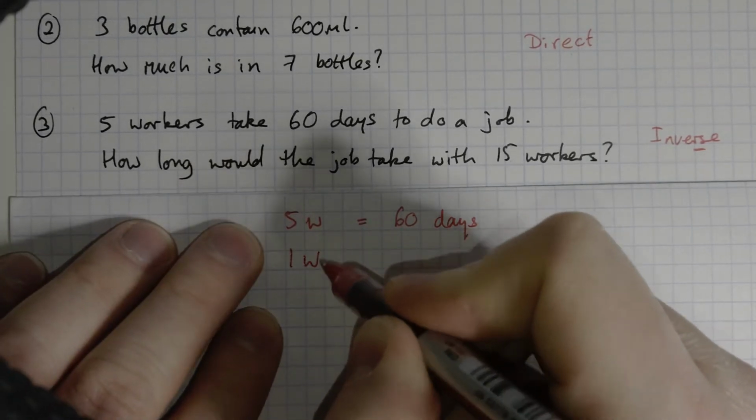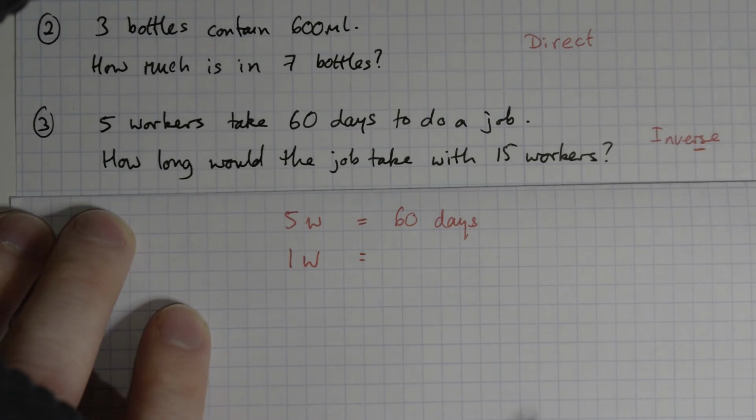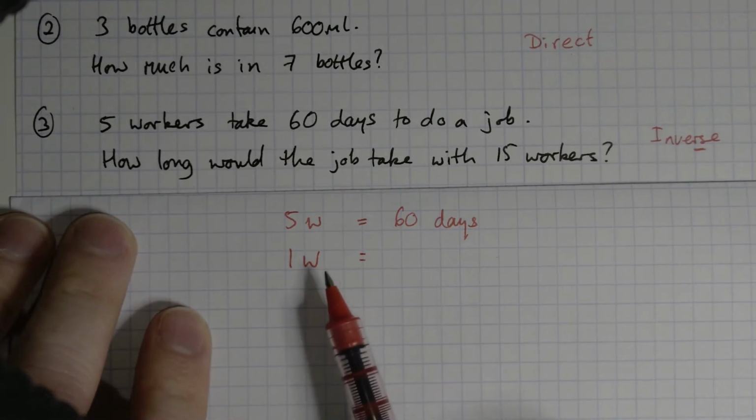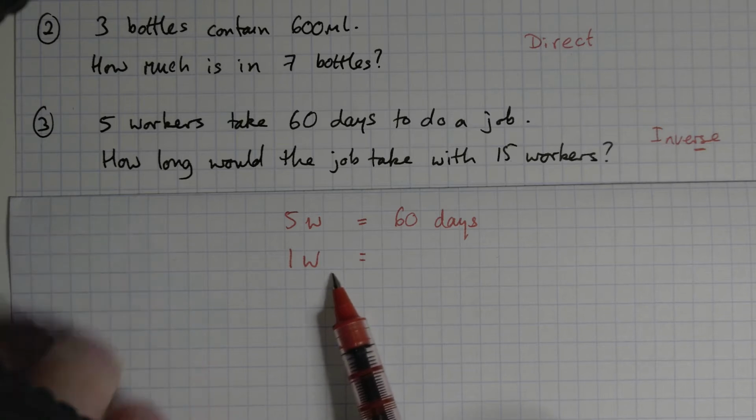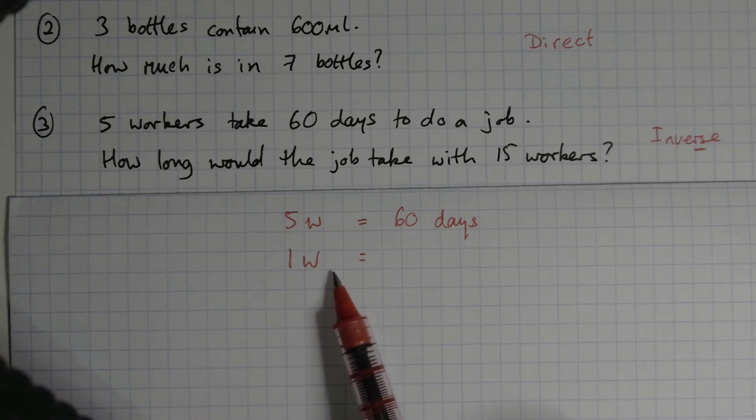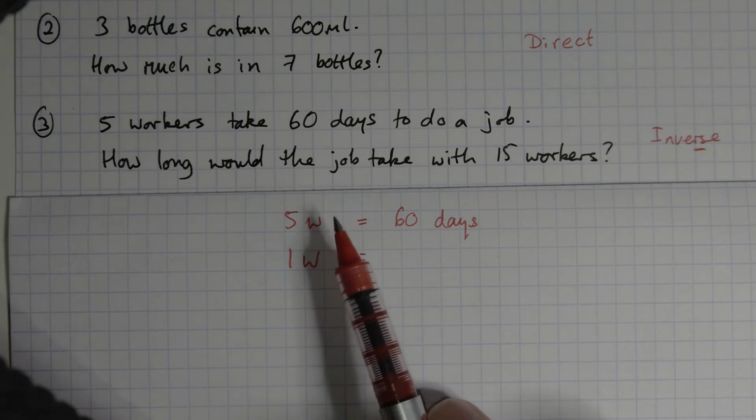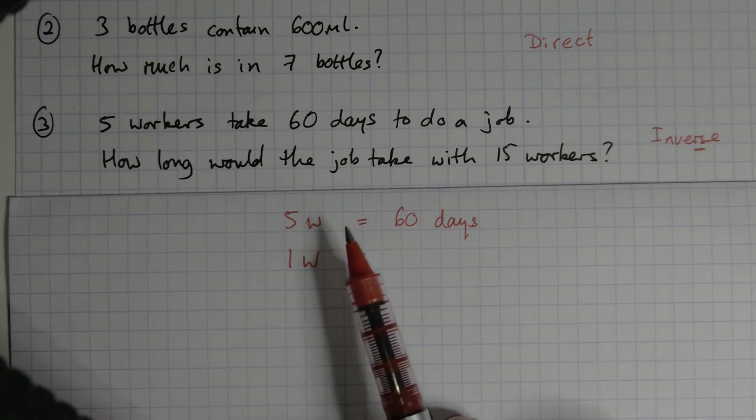Let's take it down to 1 worker. Now, if 1 worker was doing this all by themselves, they would need more time. Okay, it takes longer for 1 person to do all the work than if 5 people are doing all the work. I think that should be fairly obvious.